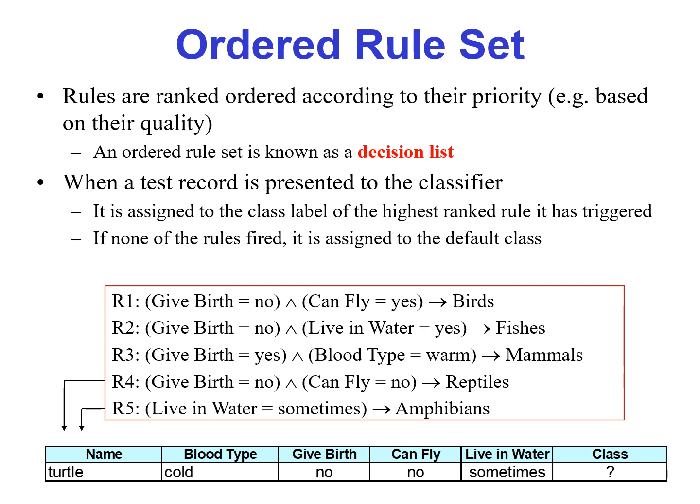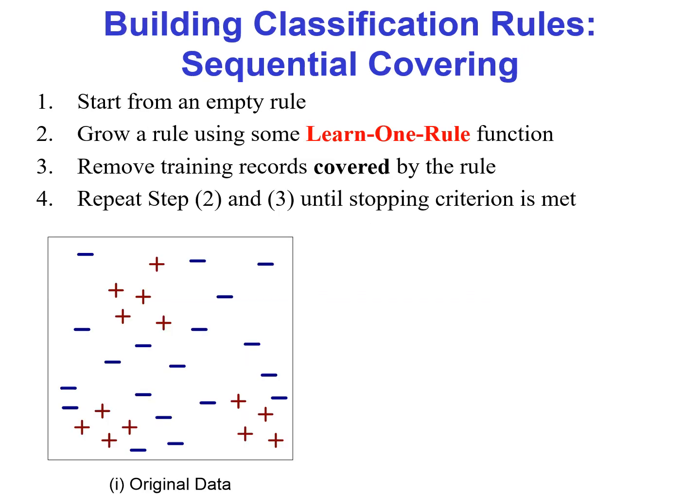Now here again, rules are ranked in order according to their priority based on their quality, and an ordered rule set is known as a decision list. Okay, so the one with the highest priority, we have to put at the top of the list. So bird, fishes, mammals, reptiles, amphibians. These classifications, we already have these 5 rules. Now the reptiles: blood type cold, give birth no, can fly no, live in water sometimes. So how exactly do we classify?